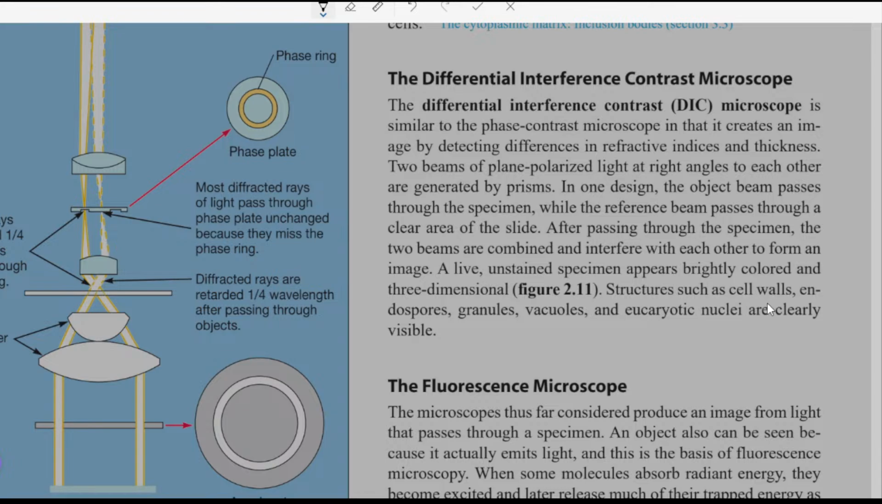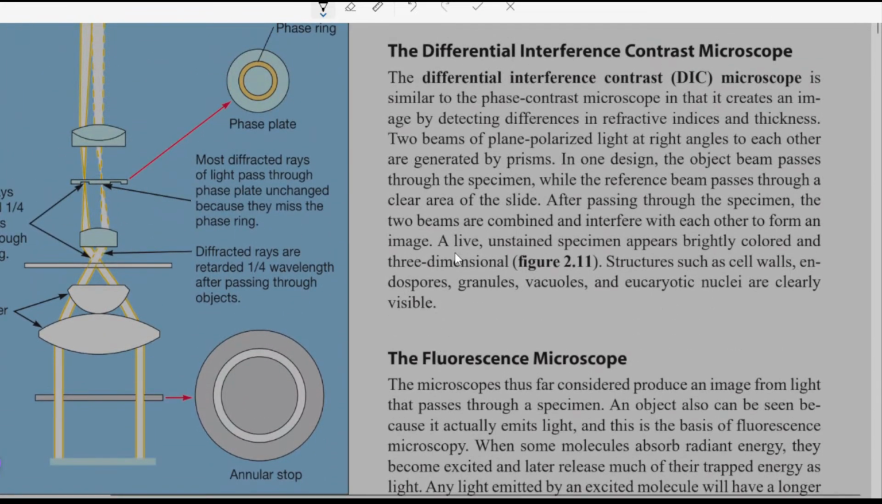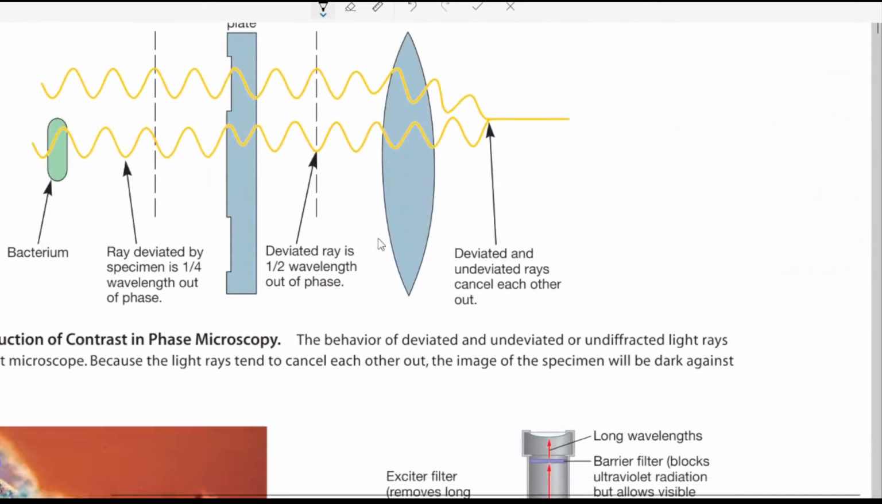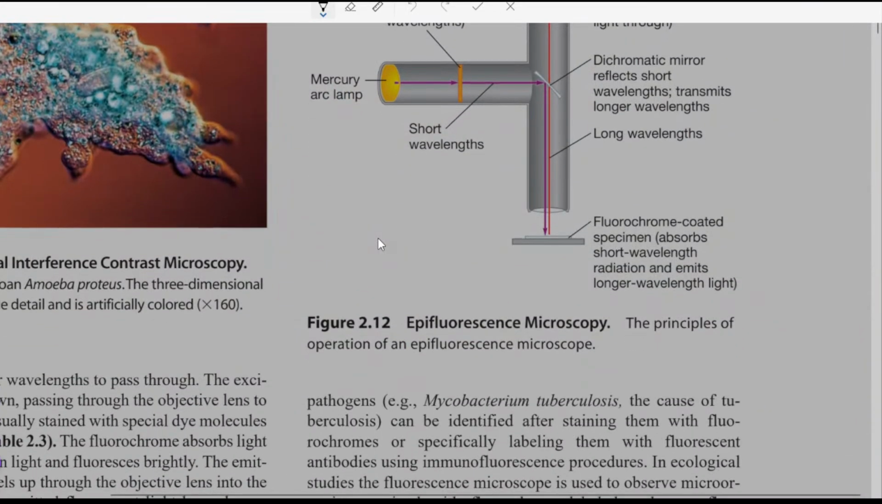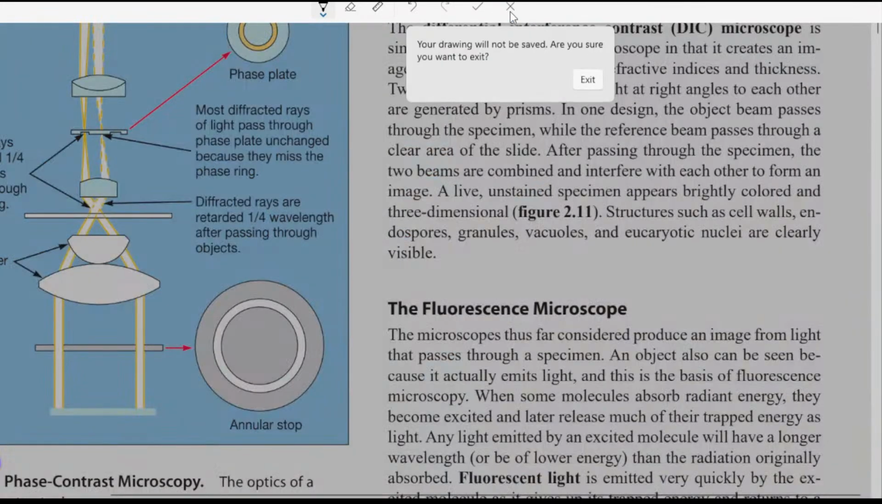Structures such as cell walls, endospores, granules, vacuoles, and eukaryotic nuclei are clearly visible. Alright, so this works by comparison. Didn't they show diagrams somewhere? They haven't shown macro diagrams. We will see it in Google anyway.